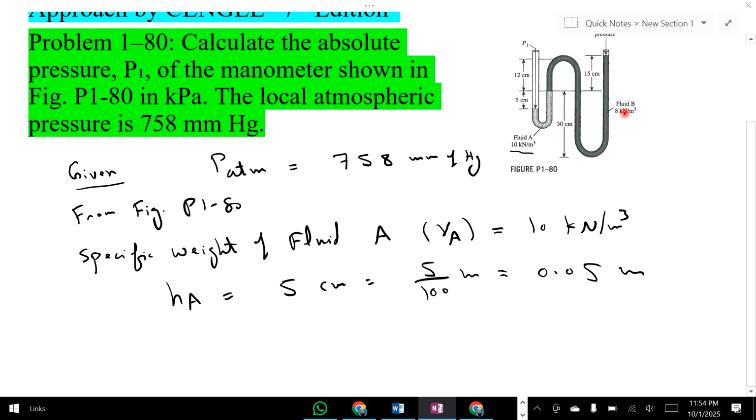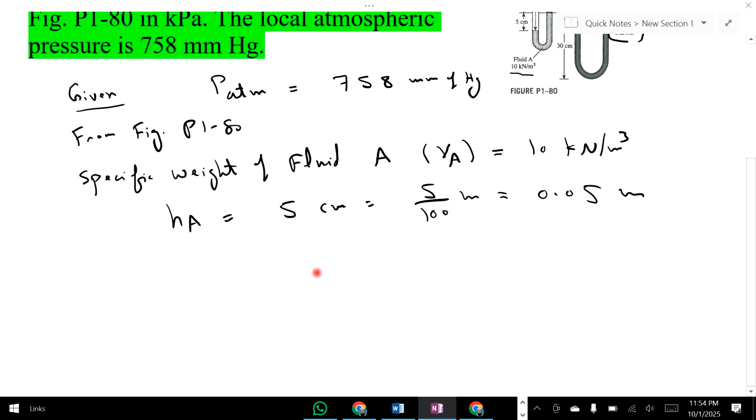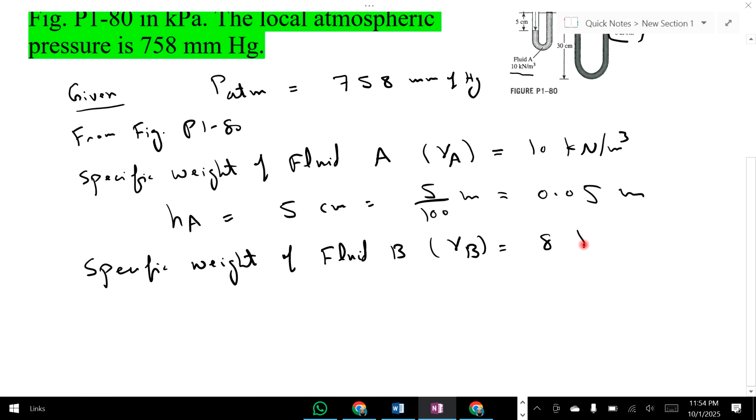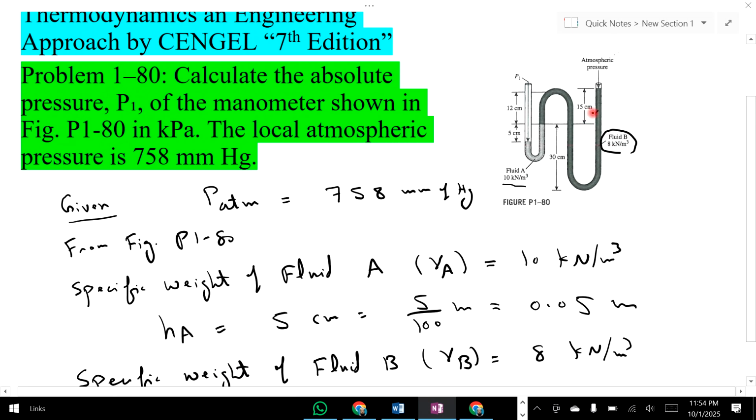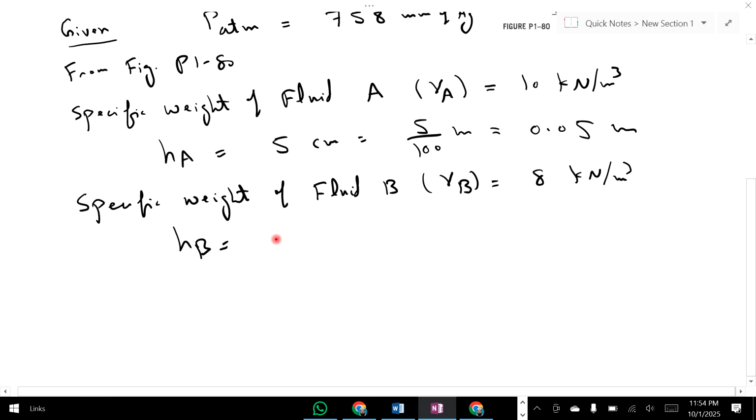And specific weight of fluid B is this, 8 kilonewton per cubic meter. Specific weight of fluid B, gamma B, is equal to 8 kilonewton per cubic meter, and height for this fluid is this 15 centimeter. Convert this into meter, so divide by 100, which is equal to 0.15 meter.